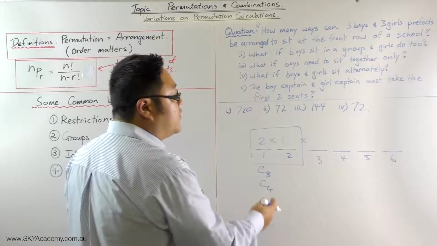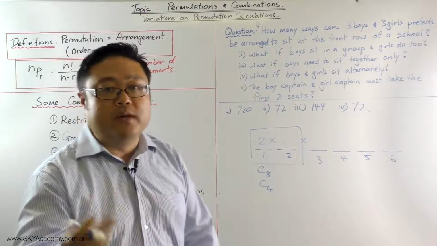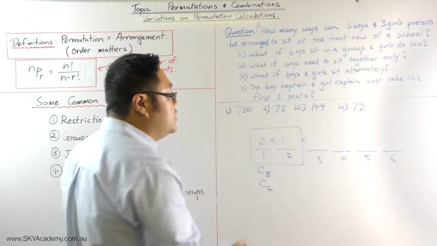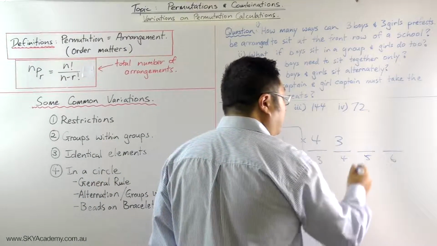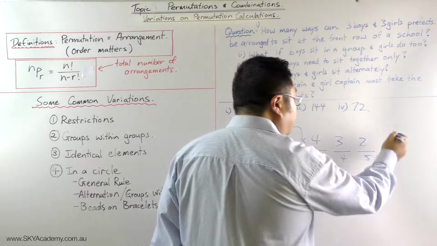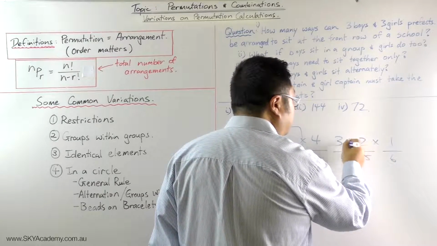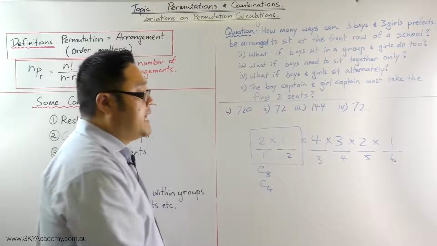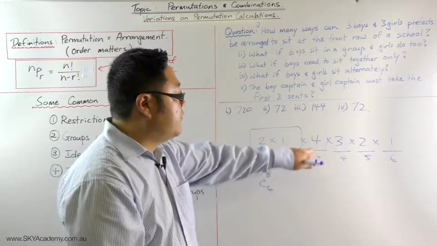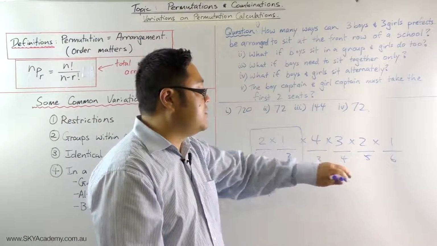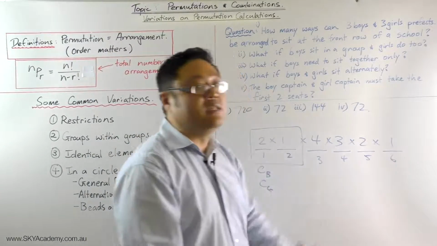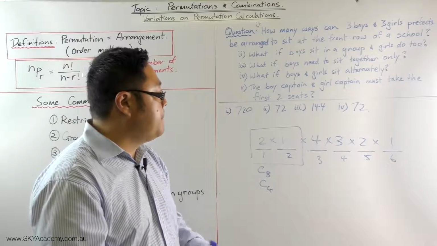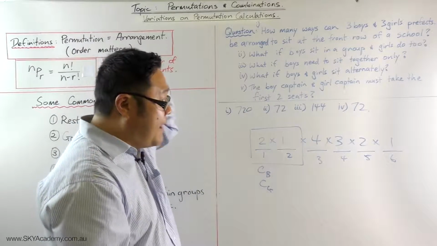Then what you've got left over is 2 boys and 2 girls, right? So in other words, you can put 4 people into position 3, 3 people into position 4, 2 people into position 5, and 1 person into the last position. Right? So 4 people into position 3, 3 people into position 4, 2 people into position 5, and 1 person into position 6. Yeah?